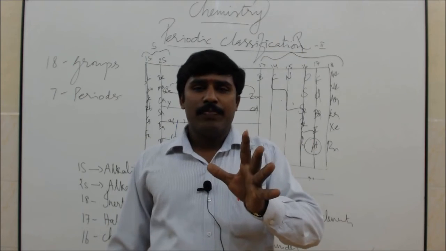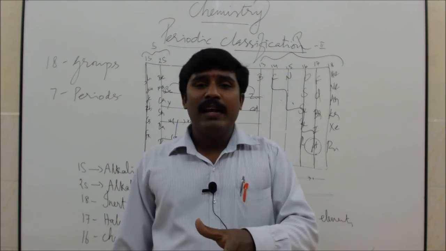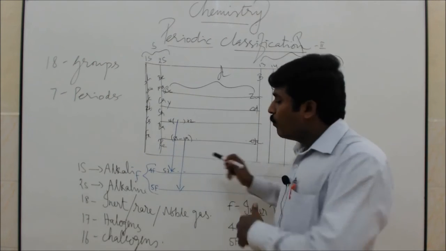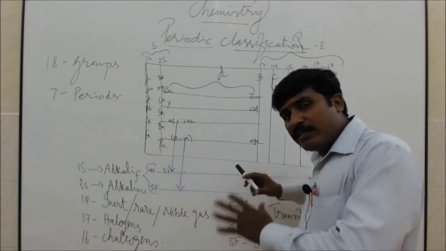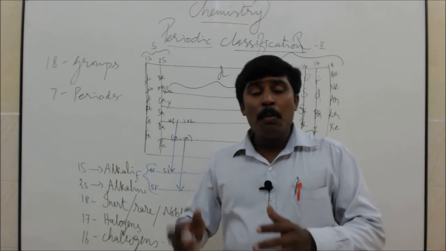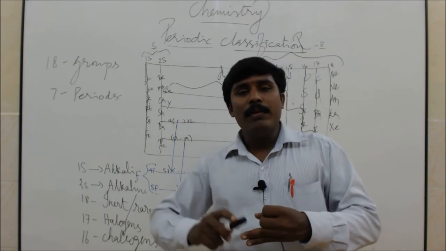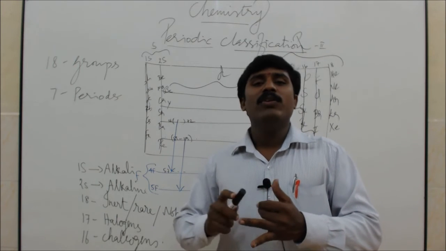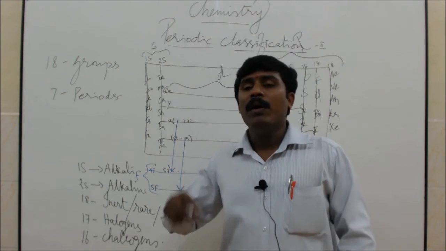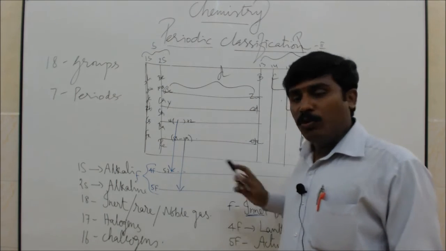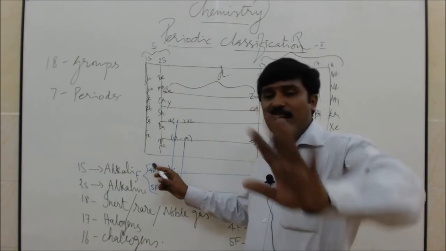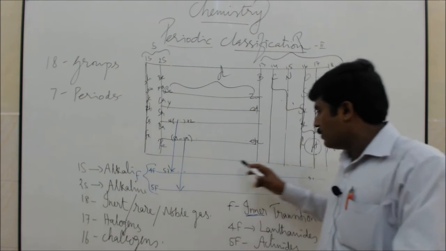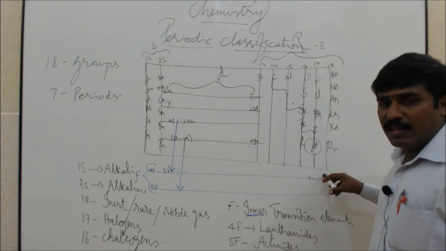Lanthanum is not a lanthanide. Why are these elements known as lanthanides? Because the elements followed by lanthanum are known as lanthanides. So lanthanum, cerium, praseodymium, neodymium, promethium, samarium, europium, gadolinium, terbium, dysprosium, holmium, erbium, thulium, ytterbium, lutetium. So lanthanum is not a lanthanide. Followed by lanthanum, cerium onwards, cerium to lutetium, 14 elements are known as lanthanides.